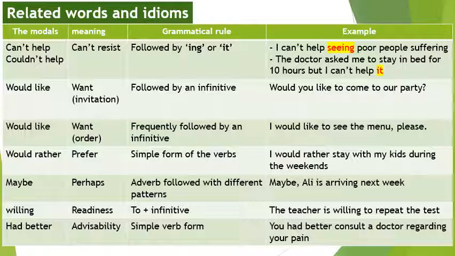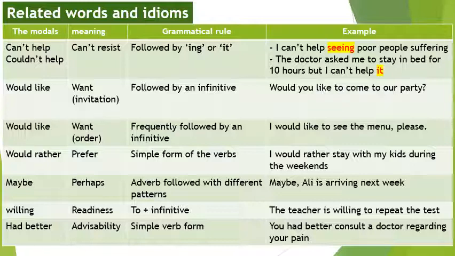For maybe, maybe means perhaps, and it doesn't require a particular form or a particular tense. But why? Because it's an adverb, and it is usually separated from the rest of the sentence using a comma, and in this case it doesn't affect the structure of the sentence. Maybe Ali is arriving next week.